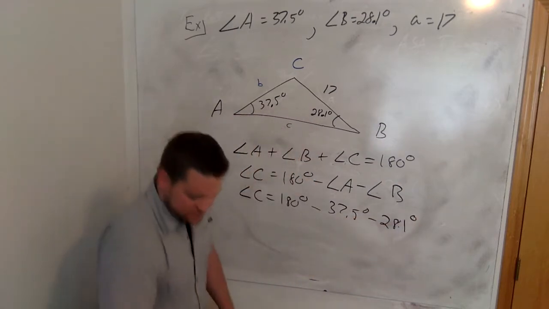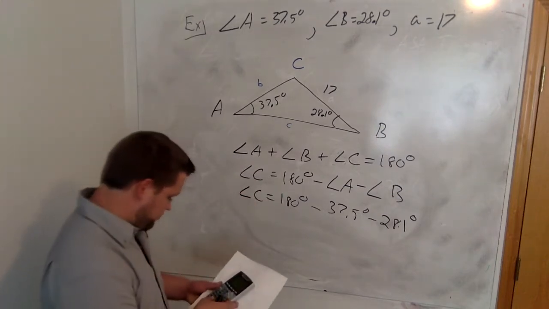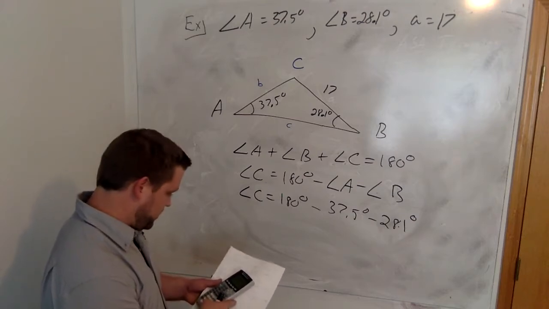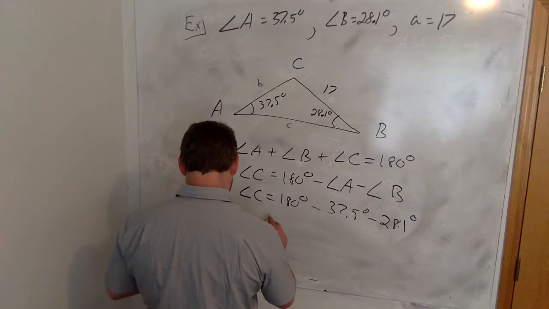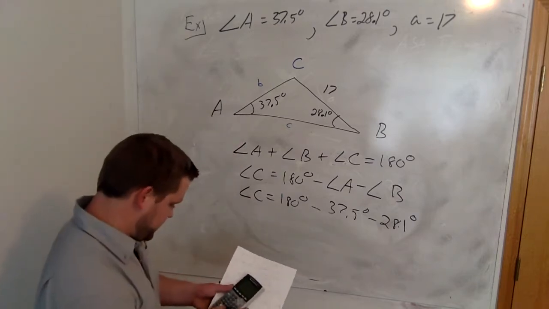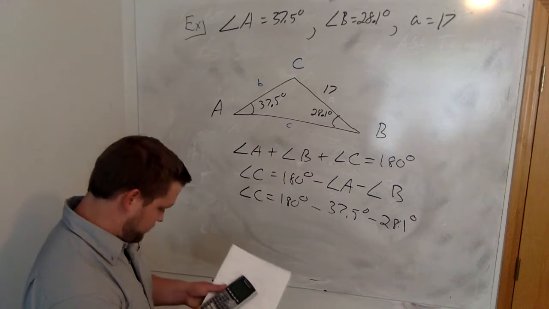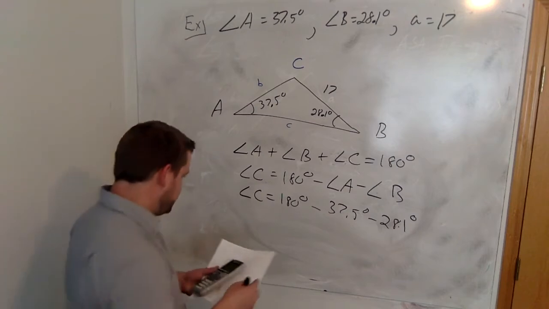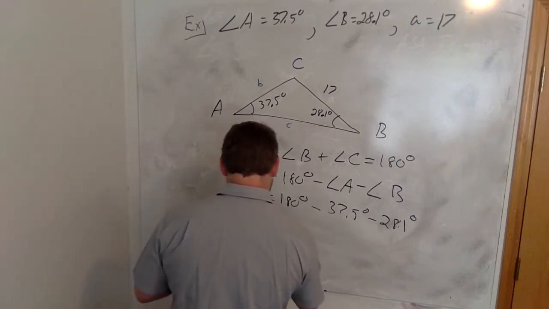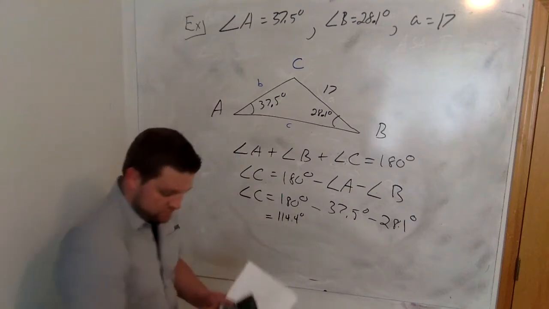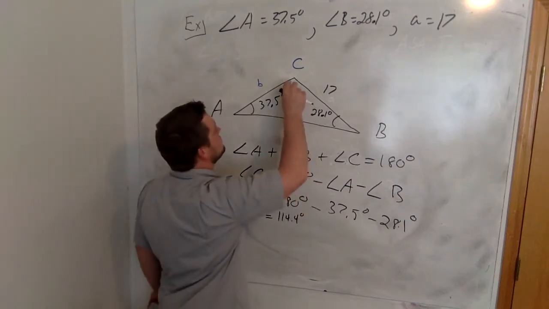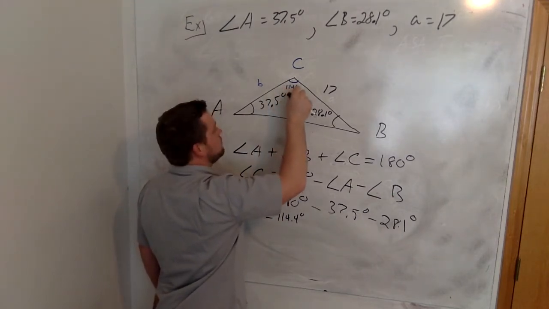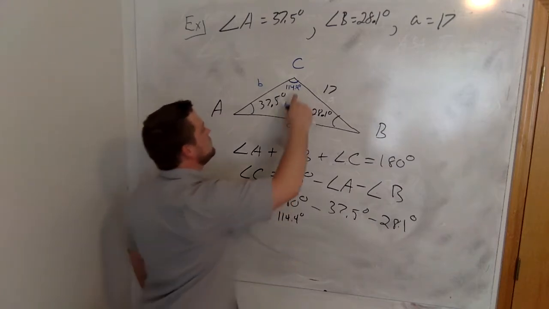So let's figure out what this is. 180 minus 37.5 minus 28.1. I am getting 114.4 degrees. Sweet. Okay, so let's record that. We just figured out that this angle right here is 114.4 degrees. Beautiful.